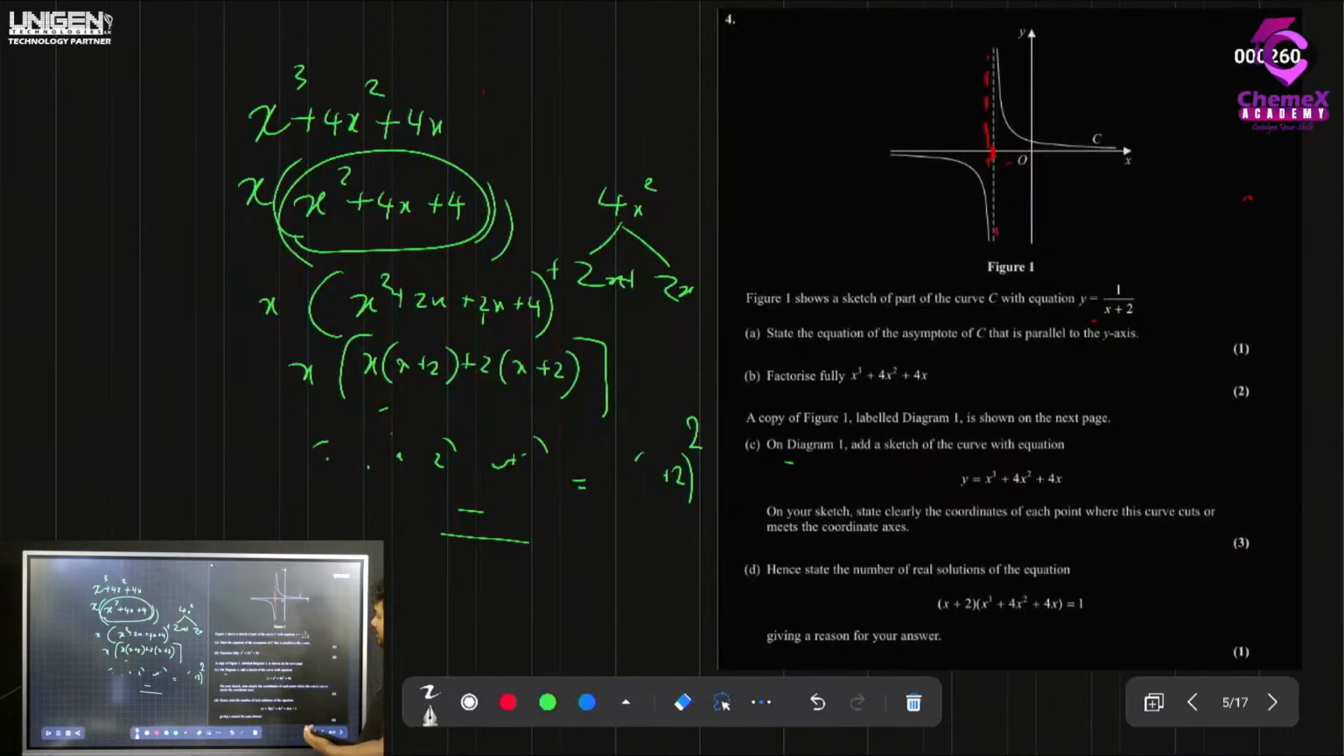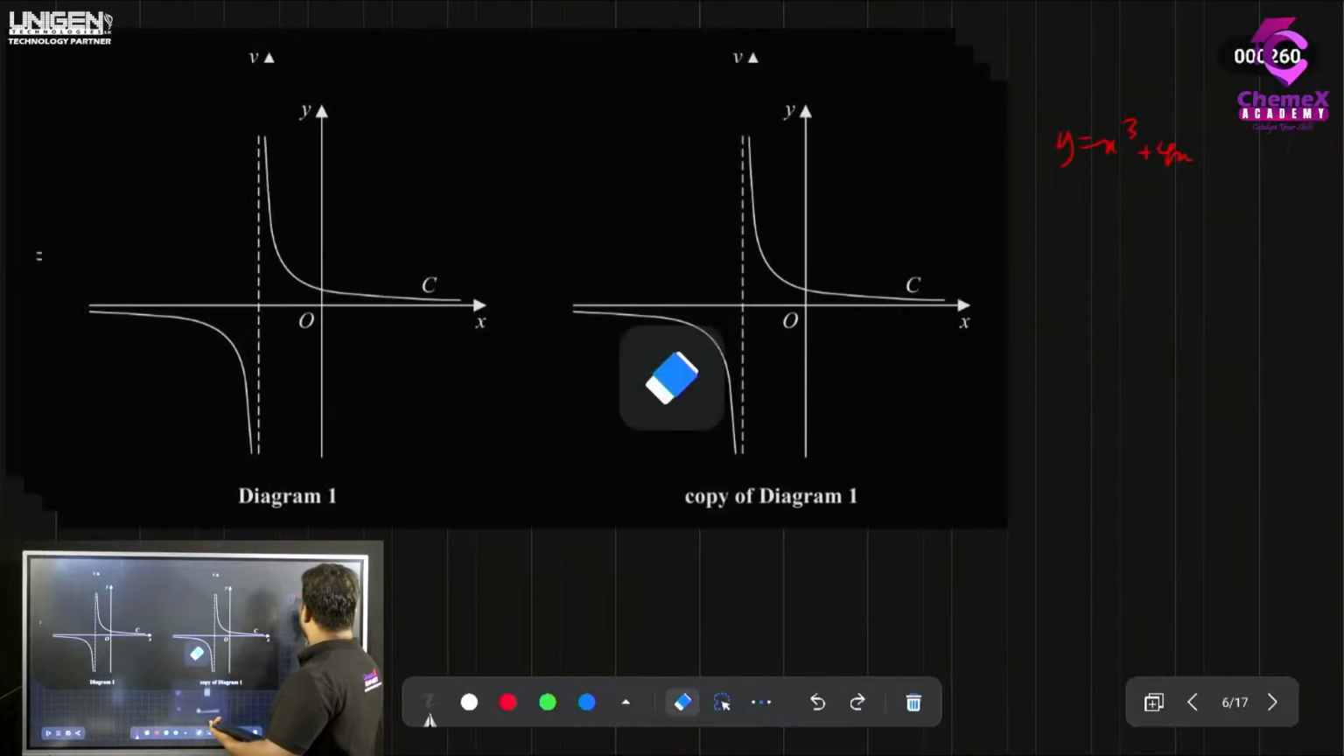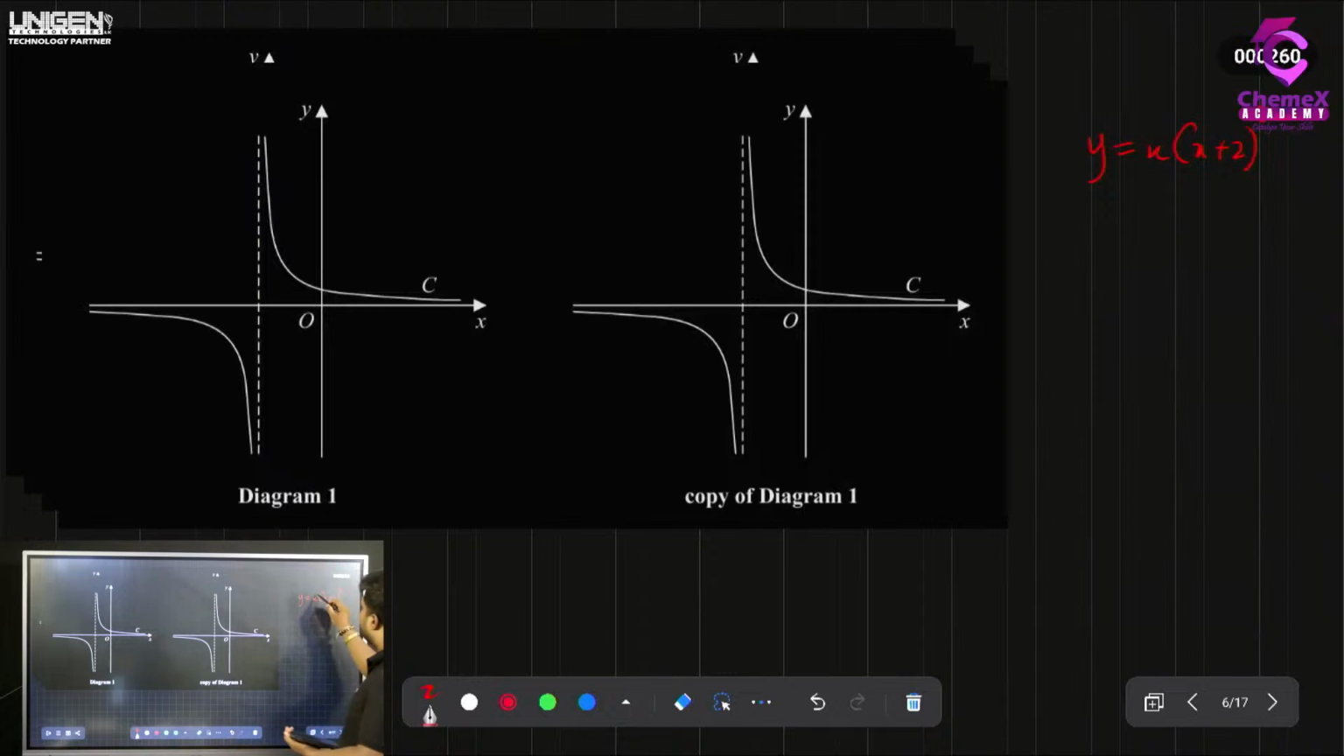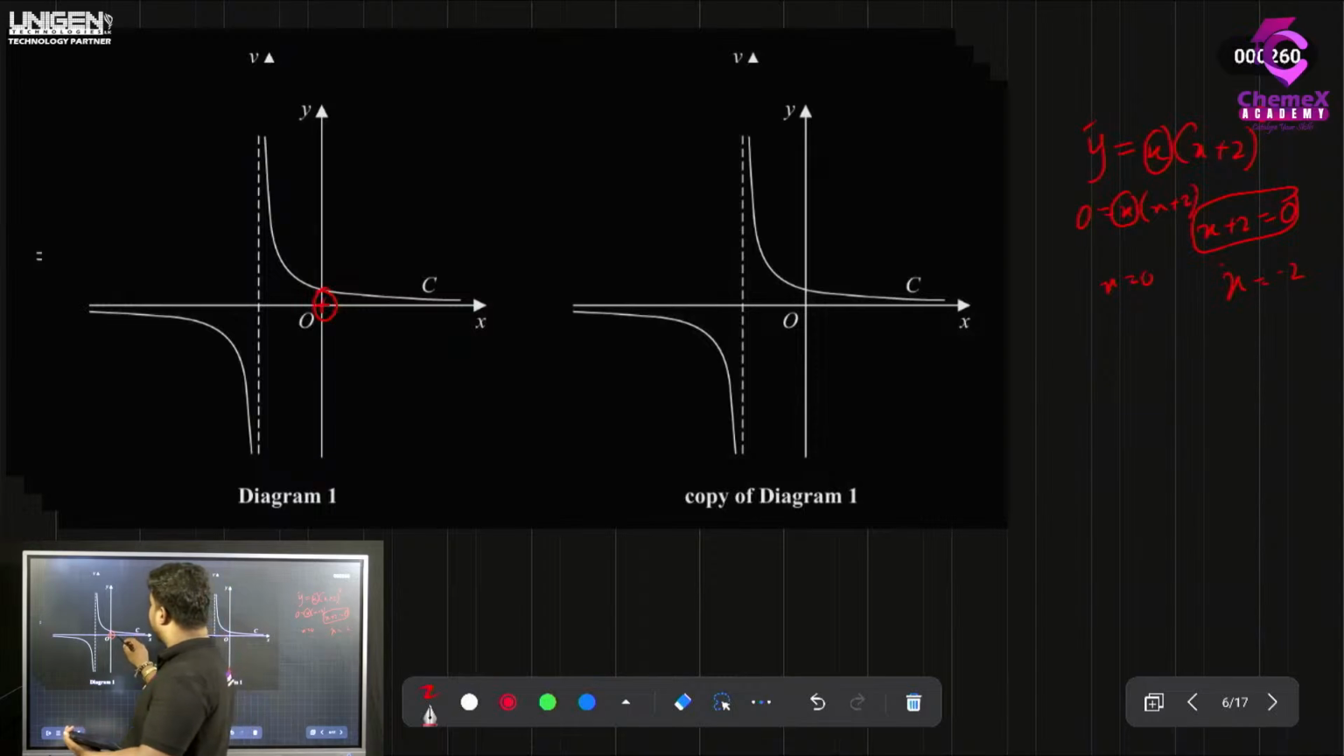How do you sketch? We found that when you factorized it, it was y equals x times x plus 2 squared. So when x is zero, what is y? 0, right? So this is one coordinate here. Next, when y is 0, x is either 0 or x plus 2 equals 0. So x equals minus 2. Okay, so x equals minus 2 is somewhere here.